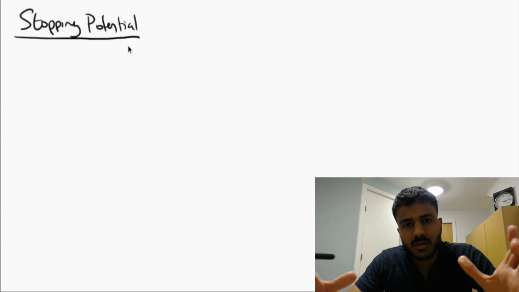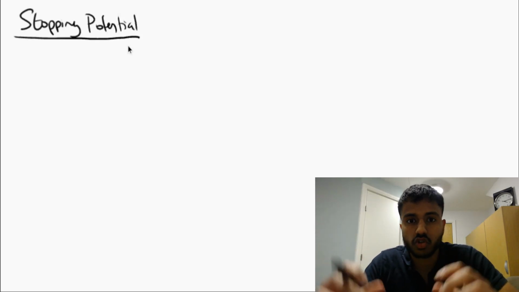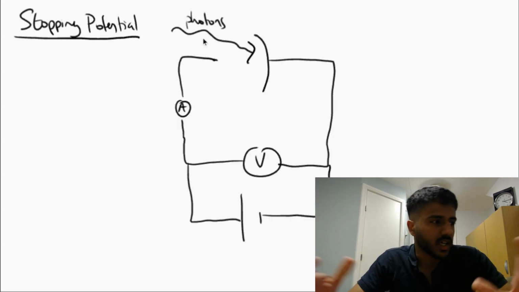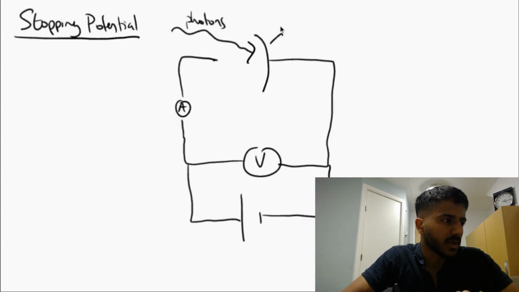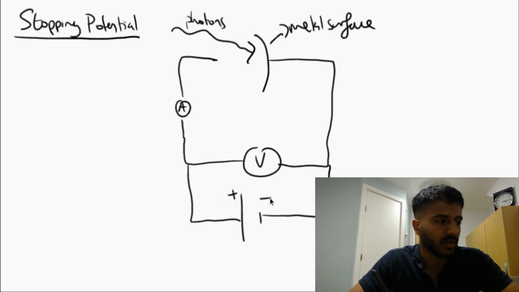So we're going to revisit some ideas from the previous lesson on the photoelectric effect in today's lesson on stopping potential. Here I have a circuit, and this here is a metal surface, and we have an ammeter connected in series, a voltmeter connected in parallel, and this is just a normal battery here.